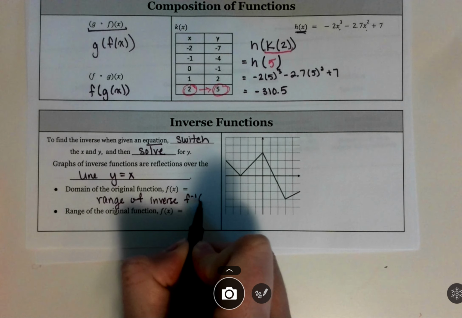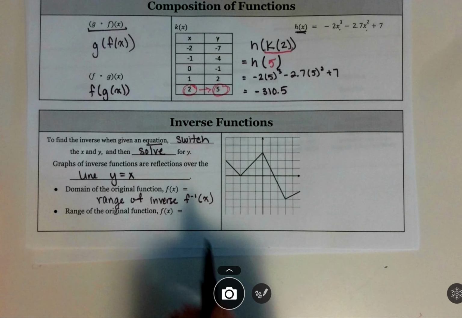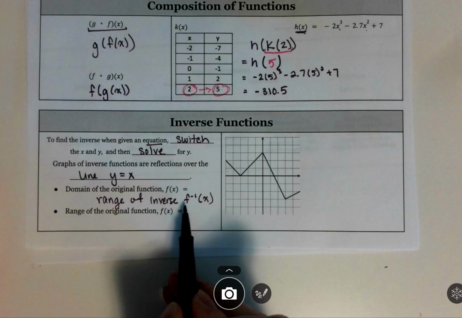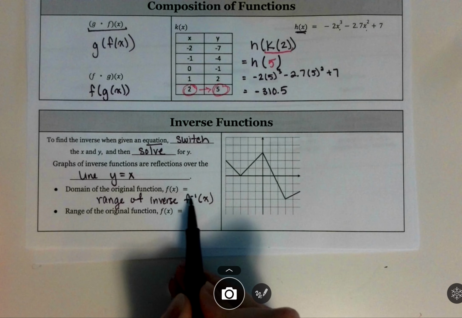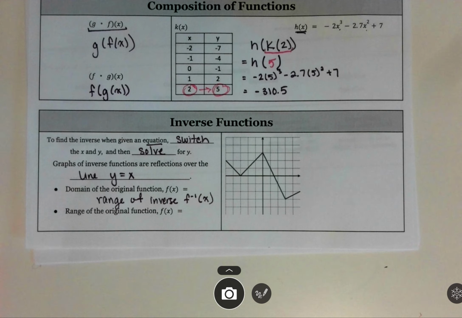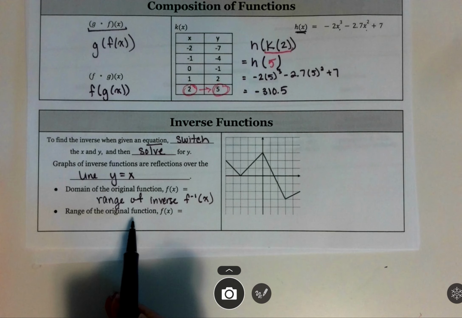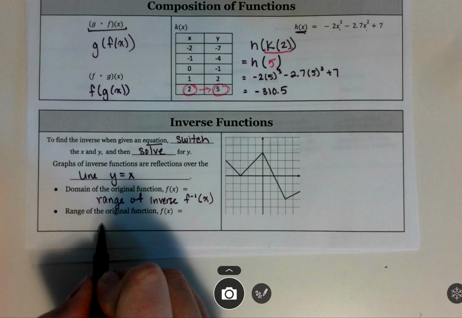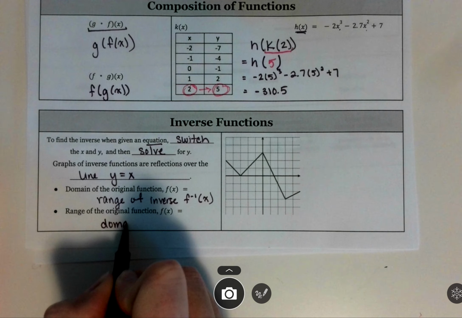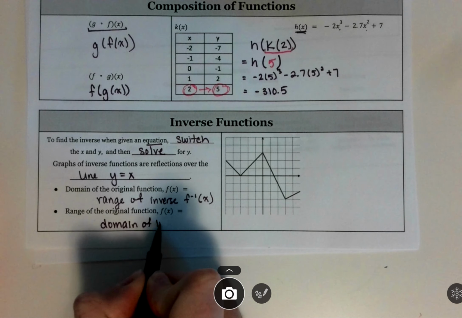And I'm going to write the inverse notation here. So our inverse uses still f and x, but it has this little -1 there. That's the notation of an inverse, which means the range of the original is equivalent to the domain of the inverse.